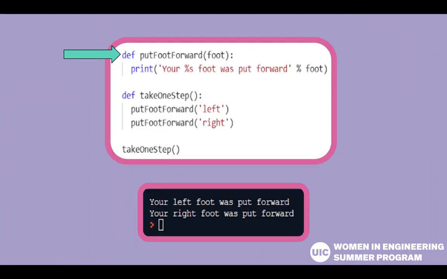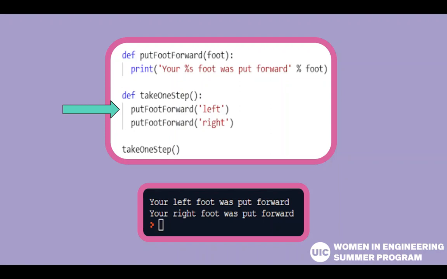And if we take a look at the code, we will have the primary function right here, which is the one that we call, and in our case is take one step, and then whenever this function gets called, we get to call put foot forward, and as you can see, it's defined here, and we're able to send the information of which foot we are going to put forward.